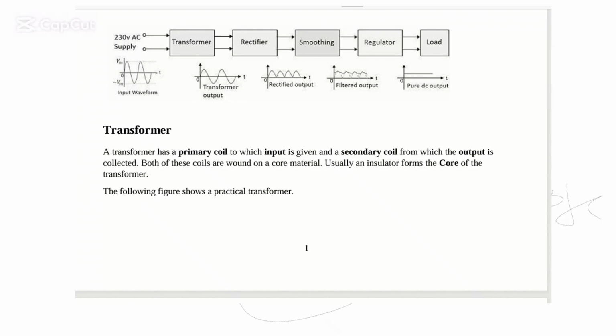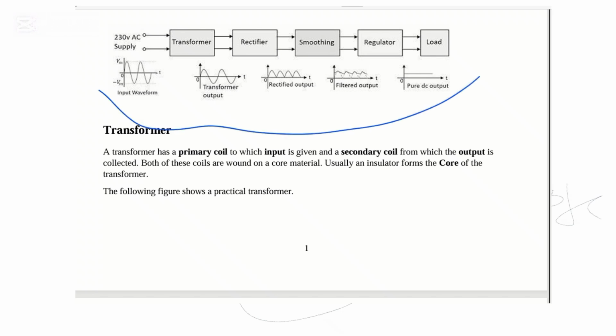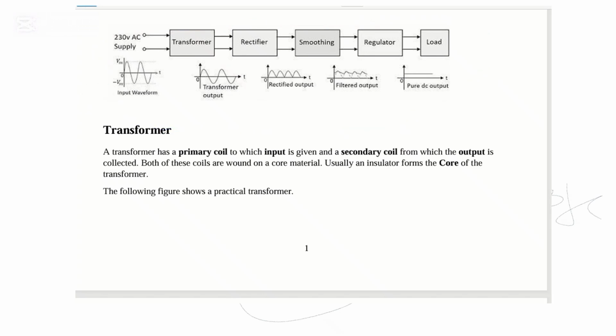Friends, welcome again today. Today we're going to proceed with a transformer. On our previous discussion, we were able to discuss the above block diagram on power supply topic. So today we are going to go into details of each block. So today we are going to start with the transformer.